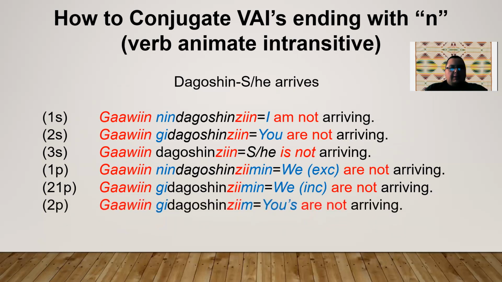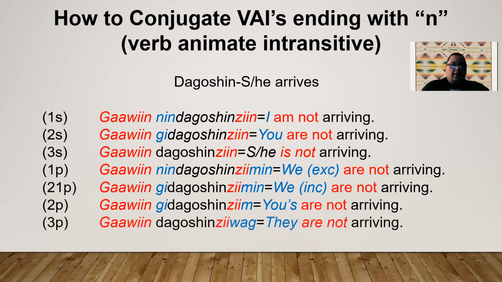Second person plural, talking about yous or you all. Gawin gidagoshinzim. Yous are not arriving. And third person plural, talking about they. Gawin dagoshinziwag. They are not arriving.